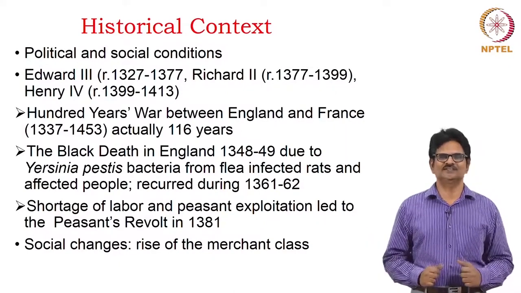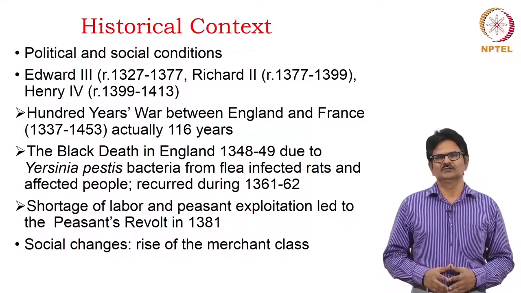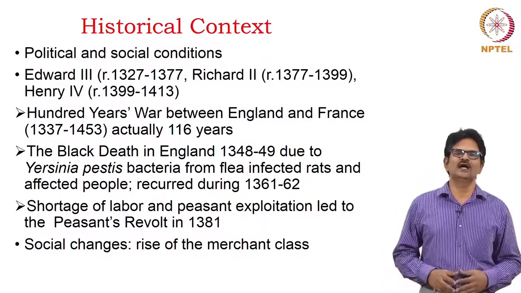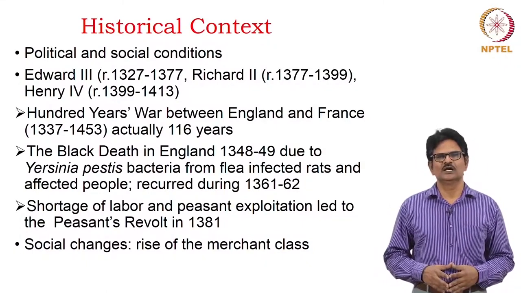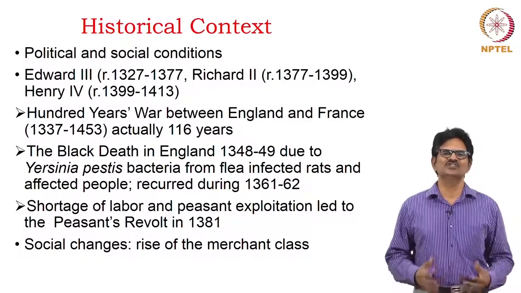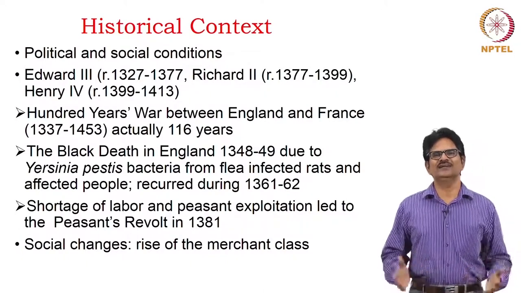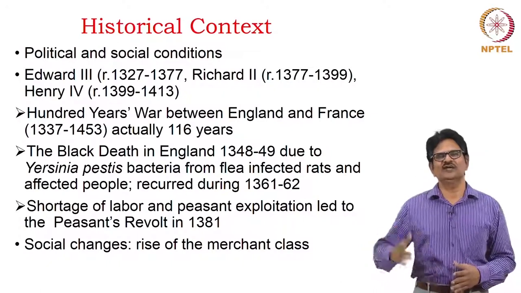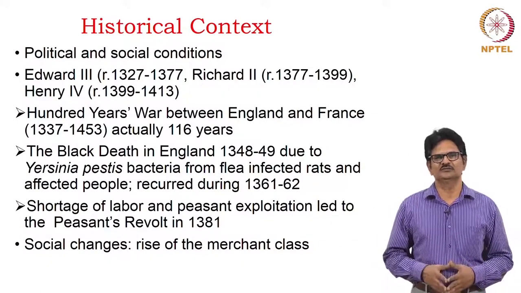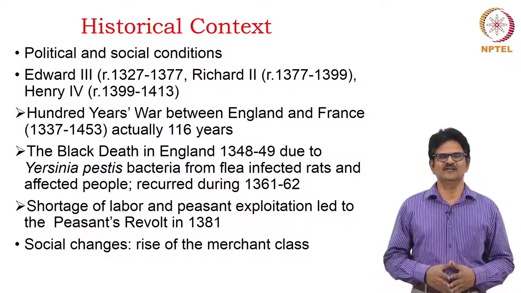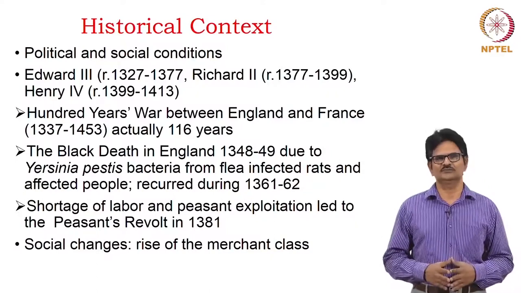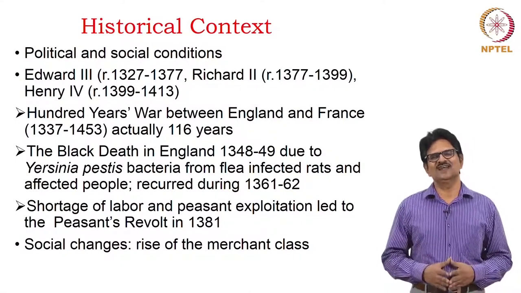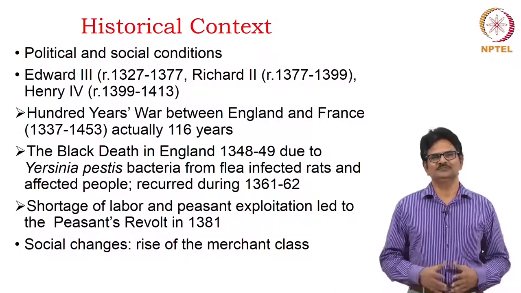The political and social conditions of 14th century are marked by the reigns of Edward III, Richard II and Henry IV. In this period, we have the origin of this 100 years war between England and France, starting from 1337 to 1453, that is going into the next century. The war was fought for 116 years, but it is generally known as 100 years war. In this war, Chaucer participated. He was also taken a prisoner once and released on ransom.